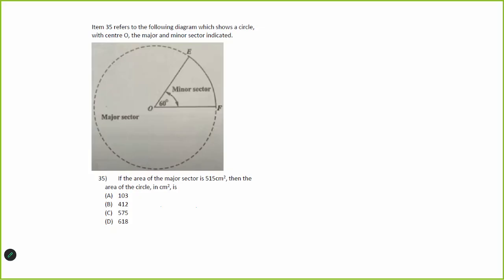Item 35 refers to the following diagram, which shows a circle with center O, with the major and minor sectors indicated. If the area of the major sector is 515, hold on, not 3/4. This would be 300. Right, so that's 300 over 360.